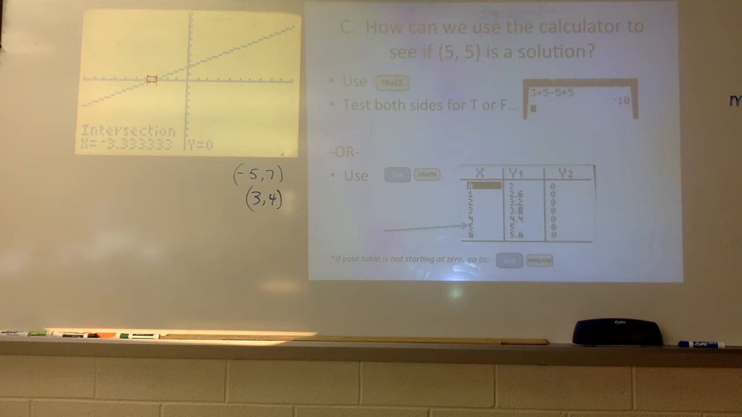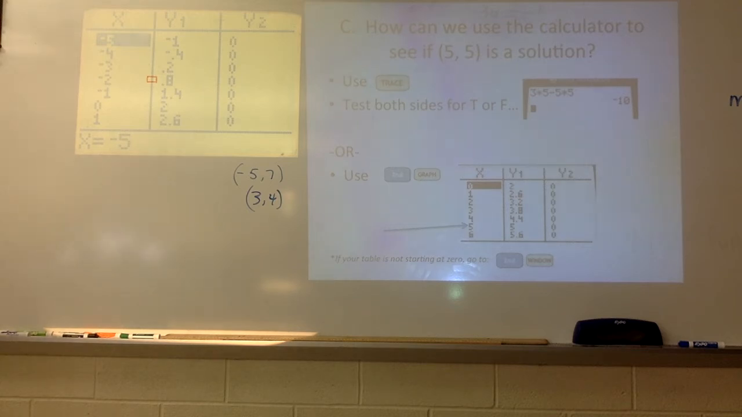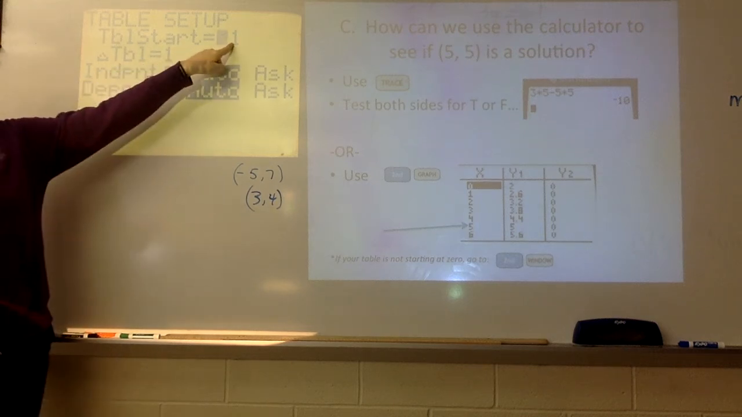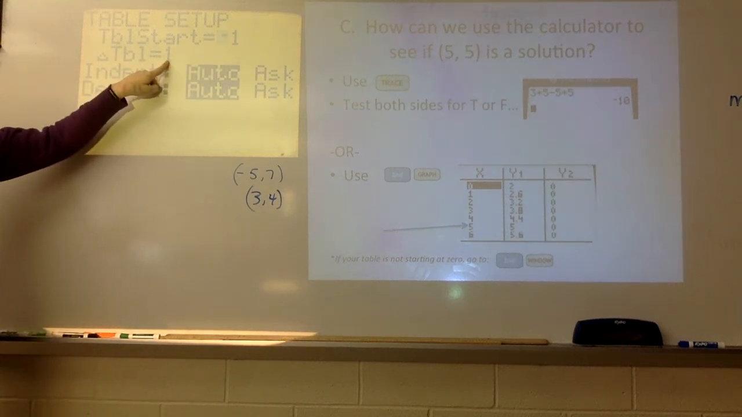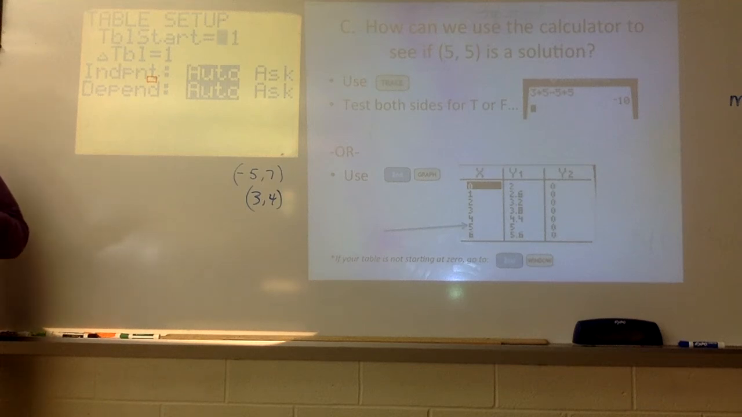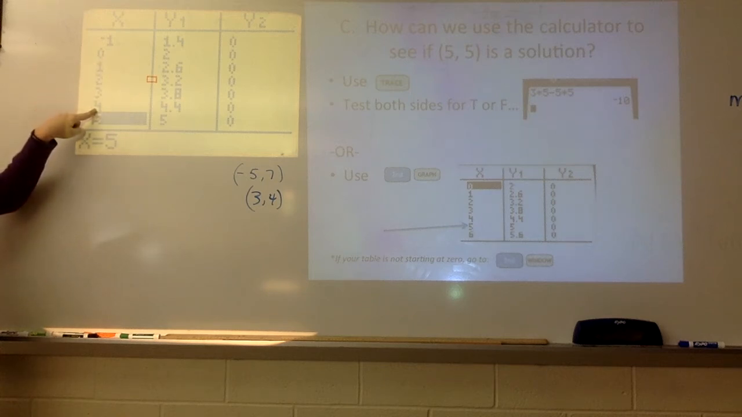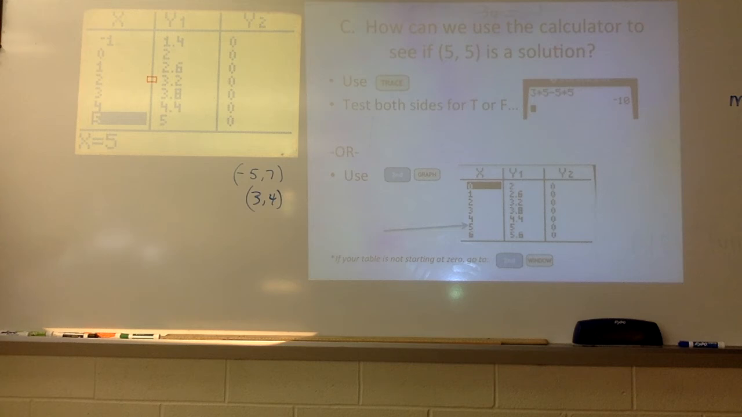So if I go into second graph, you all should have a table. Now, if the numbers in your table are not nice numbers, you can go into second window, table set, have it start at a number like -1, and make sure that your increment is 1. When I do that now, and I go into my table, notice it will start at -1 and it changes by a unit of 1. Every time I go in, once I have the setting set up, it will always do that.